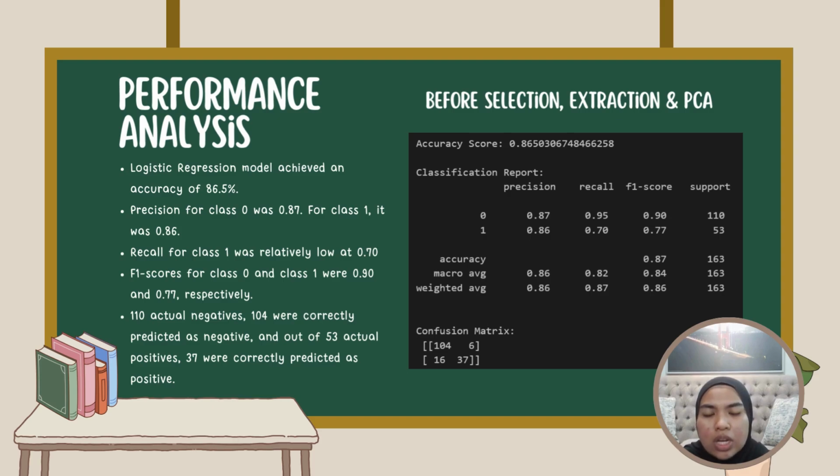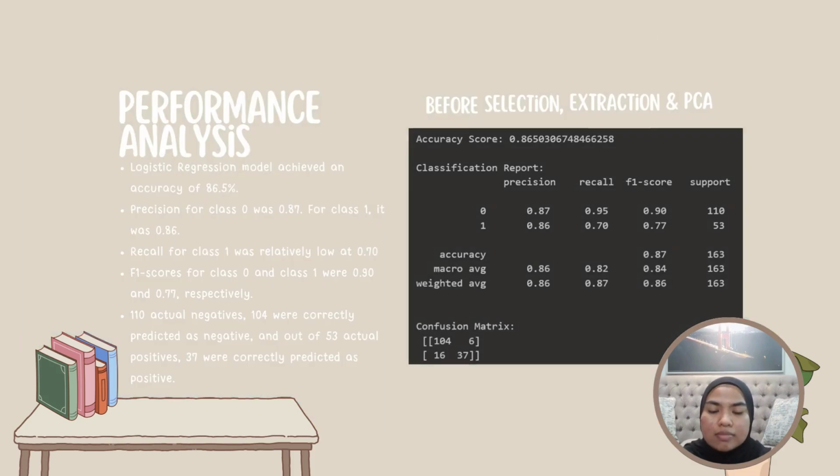The confusion matrix revealed that out of 110 actual negatives, 104 were correctly predicted as negative, and out of 53 actual positives, 37 were correctly predicted as positive. The model's main weakness before applying feature selection and extraction is its relatively lower recall for class 1.